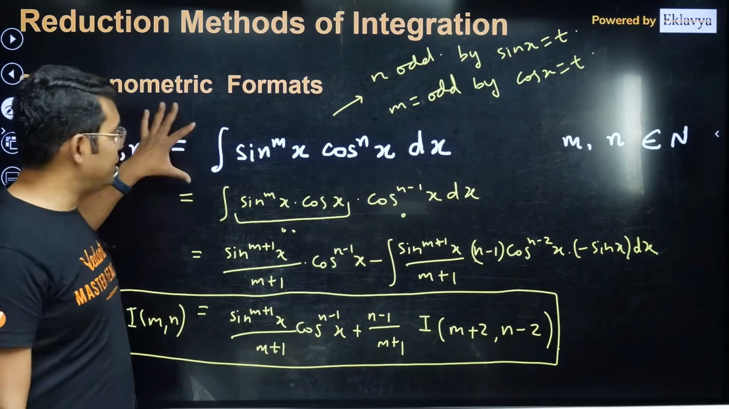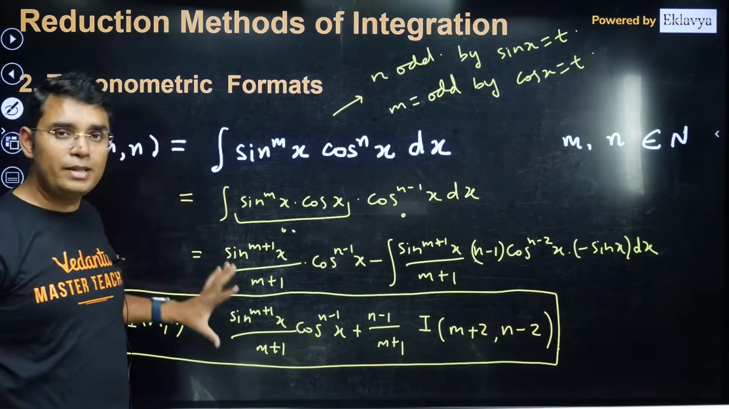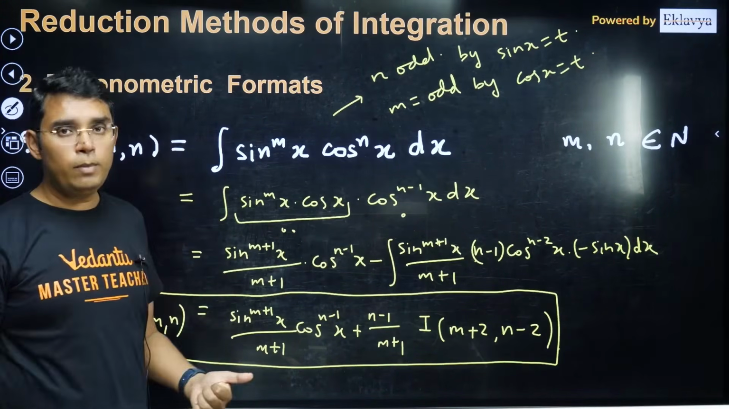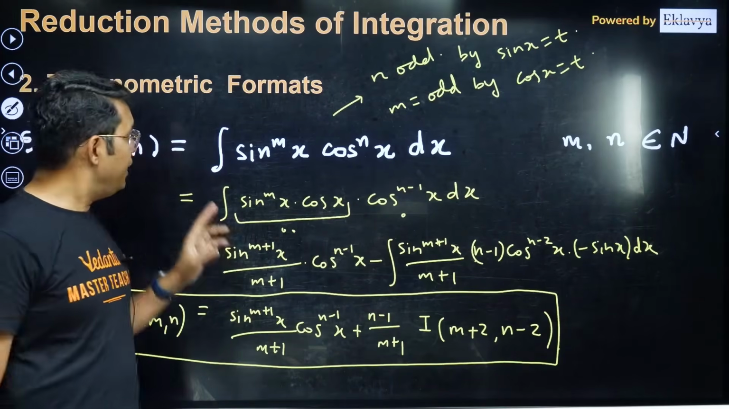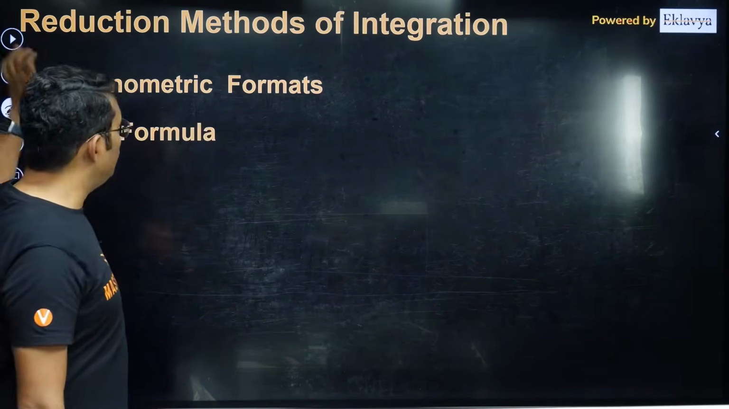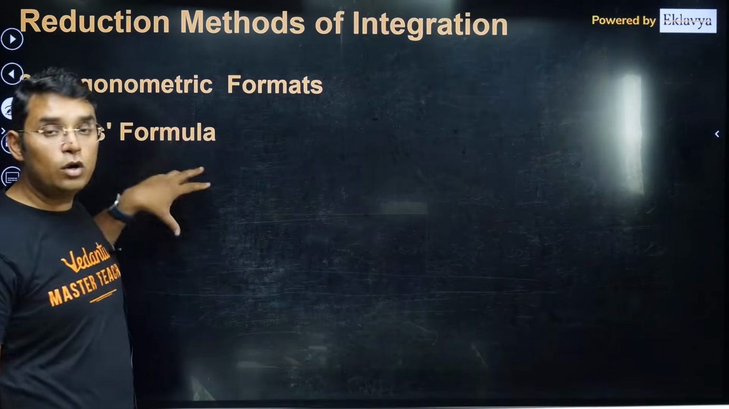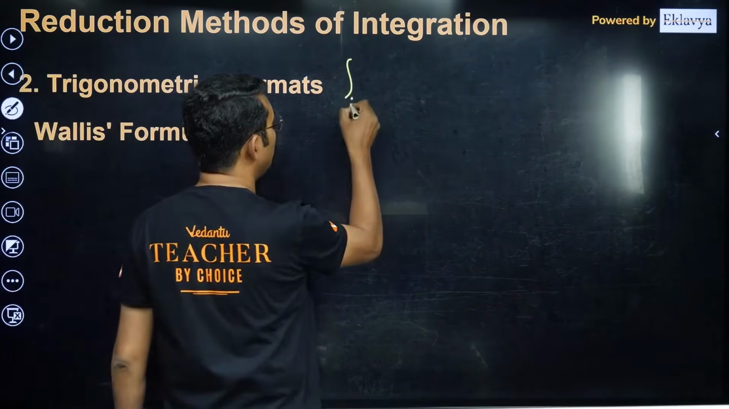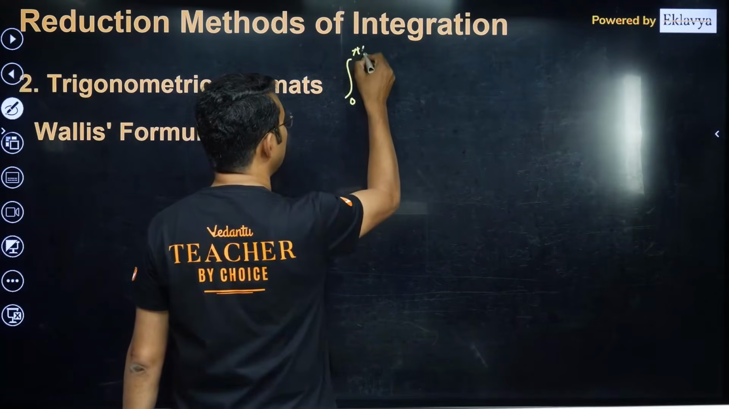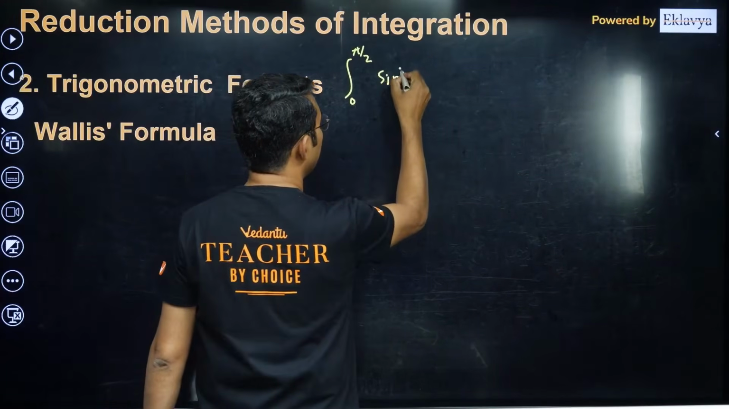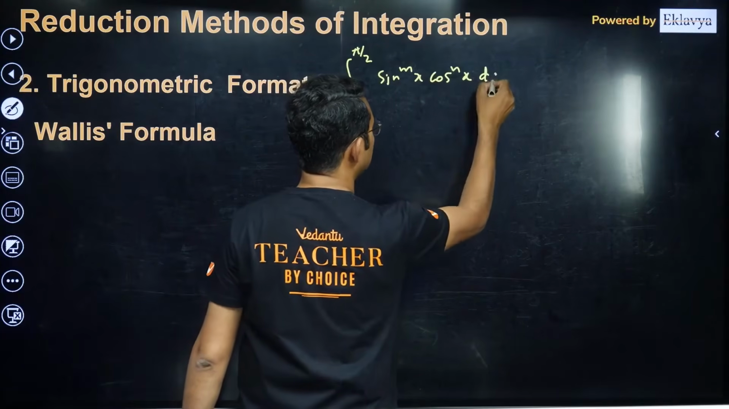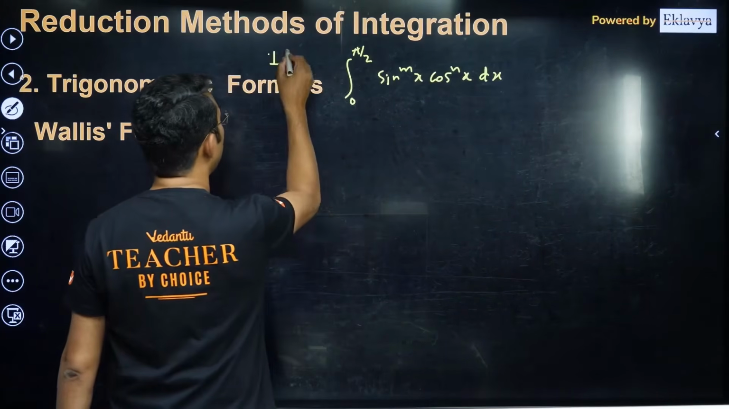In fact, although this is not a very doable thing for indefinite integration, it is very much doable for a definite integral if your limits are from 0 to pi by 2, and that is called the Wallis formula. So suppose you are going to solve the integral from 0 to pi by 2 of sine mx cos nx dx, and this is I m comma n.